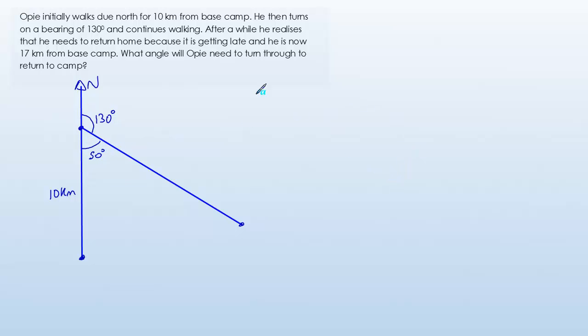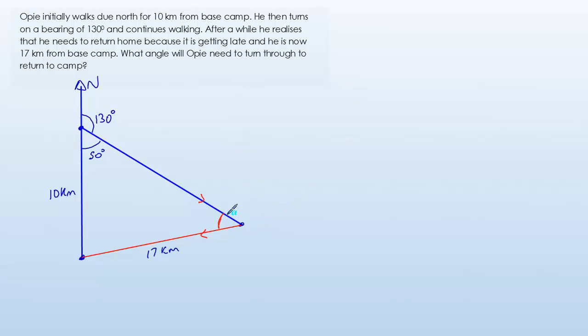What we do know, however, is that he is now 17 kilometers from the base camp. So if we're looking at the angle he needs to turn, remember he's walking this way and then he needs to walk that way. So he actually needs to turn this angle here, and work this one out, and that will give us that one. Actually, we can probably just give the acute angle that he turns. Let's not worry about around the outside.